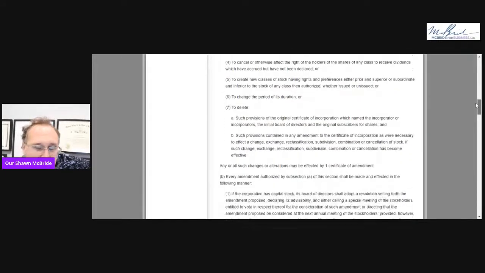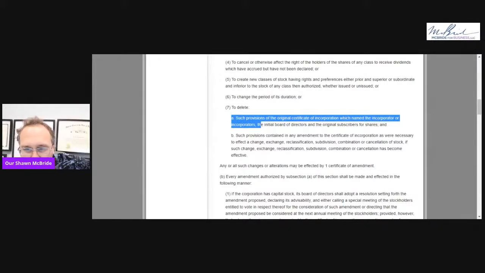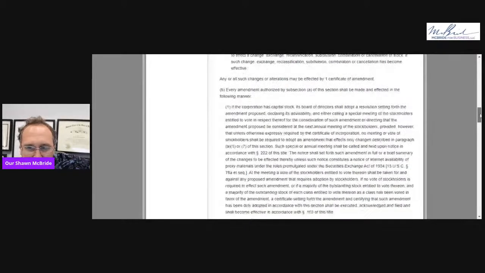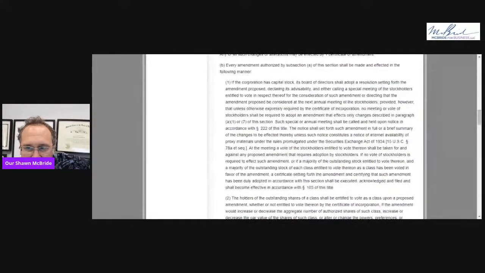Can be done. It can also be done if you're taking out some stuff that really doesn't need to be in your certificate of incorporation anymore for any purpose, right? Who the initial board of directors are, or these other things. So there's a handful of ways we can avoid the stockholder consent, but generally we need the board consent and the stockholder consent.